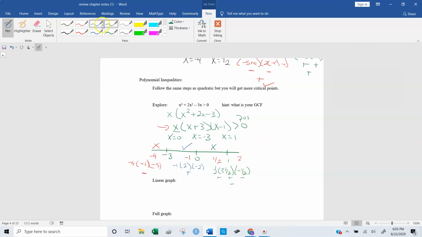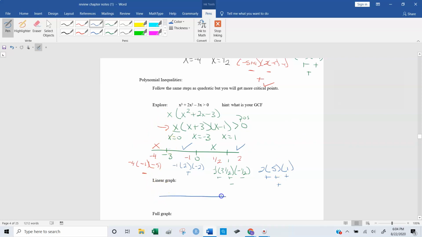All right, so now let's plug in the 2. So again, onto that same thing. So we're going to take 2. 2 plus 3 is 5. 2 minus 1 is 1. We got a positive times a positive times a positive, which is a positive, which is the answer I need. So this section works.